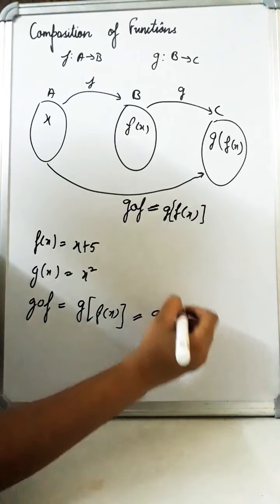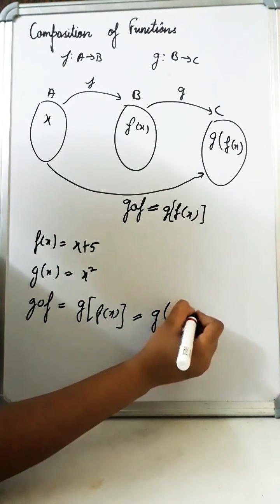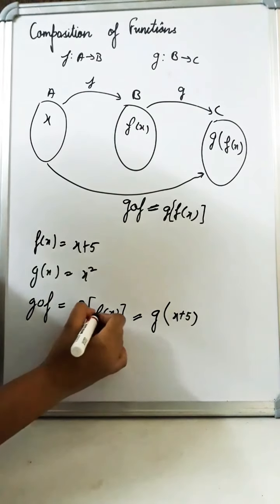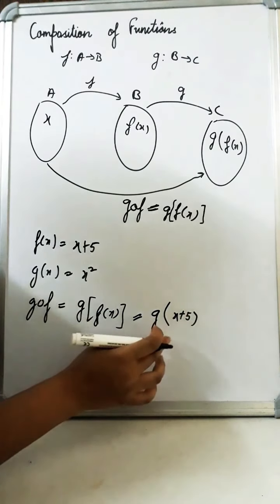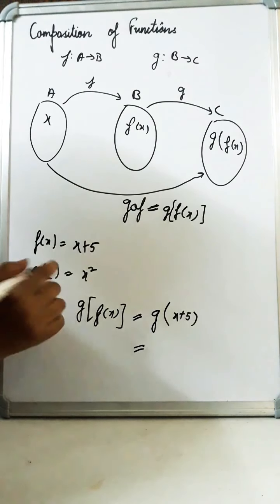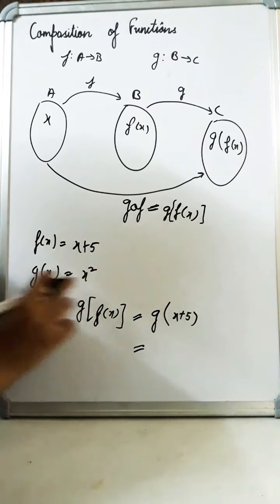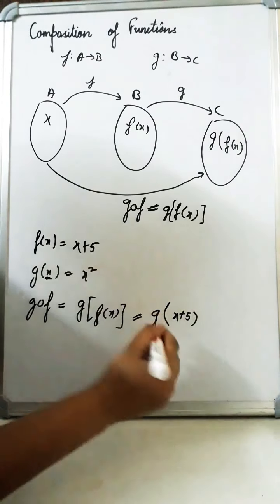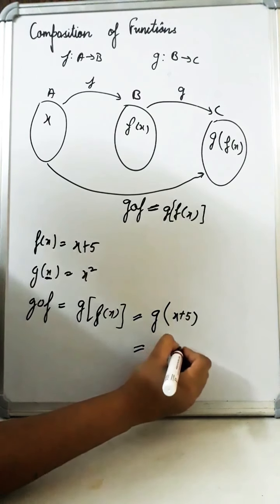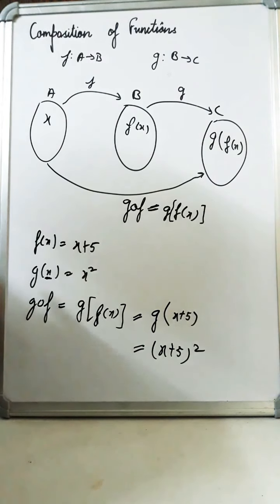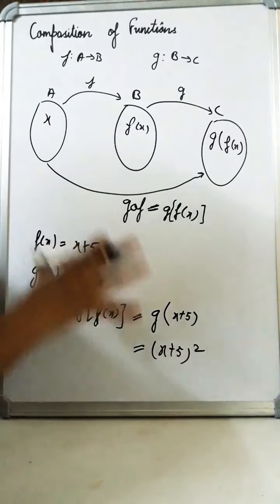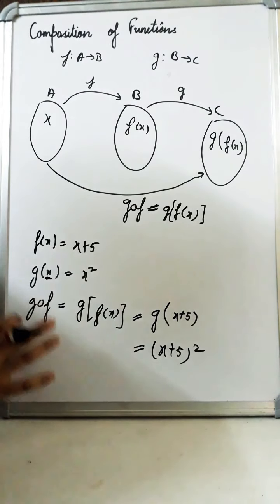So what do you get? You have to treat g on x plus 5 now. Now you see what your g function is doing. For x, it is giving you the square of x, right? So for x plus 5, what will your function g give? It will give you x plus 5 whole square, right? So this is g of f. Now when you do the composition of f of x and g of x, and you have to find g of f, you will get x plus 5 whole square. So this is how g of f works.